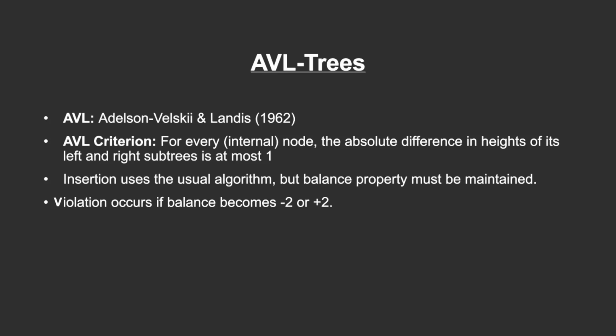Let's start with the AVL trees, named after their inventors Adelson-Velsky and Landis, who introduced them in 1962. The defining characteristic of an AVL tree is the AVL criterion. For every node, the absolute difference between the heights of its left and right subtrees must not be more than 1. The tree initially follows the standard insertion algorithm. However, if this insertion causes the balance factor of any node to become -2 or +2, the AVL property is violated and we need to perform rebalancing.